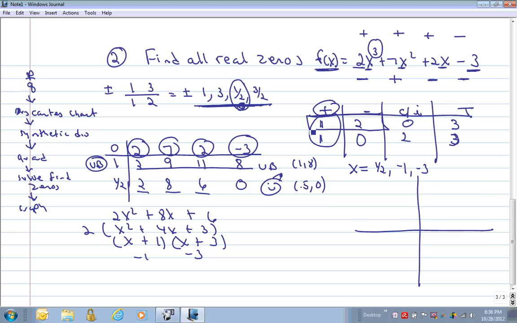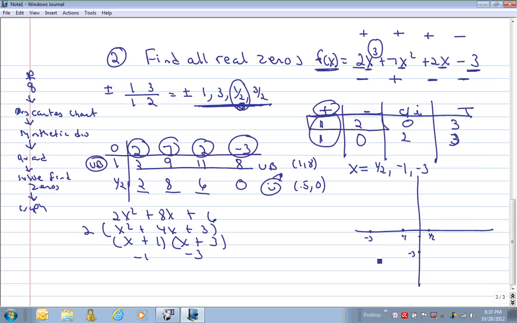All right, let's also go ahead and graph what we have. So we have x-intercepts at -1 and -3. We have a y-intercept at -3. We'll just say that's 1, 2, 3. And we have an x-intercept at 1/2.